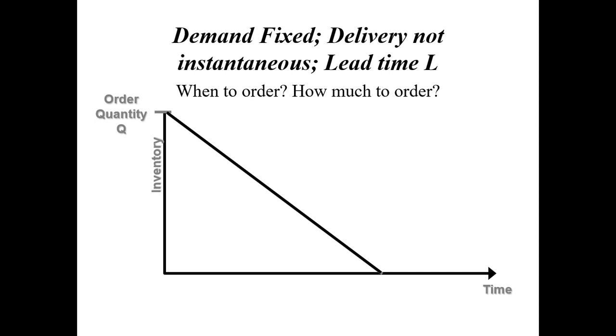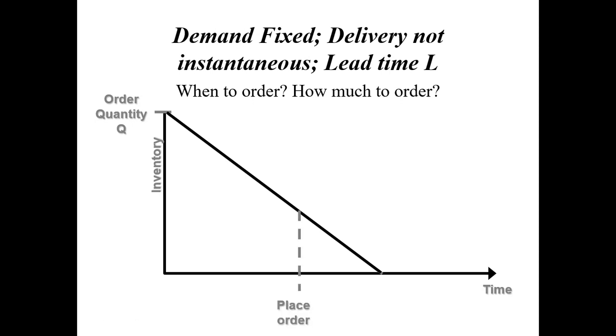So if the demand is fixed and the lead time is L, the question is when to order, because we cannot wait until the stock becomes zero. If you make an order now, it will take some time for the item to be delivered, so we have a stock out period. It shouldn't happen, so we should calculate when to order. In this case, demand is fixed, and this point we normally call the reordering point.